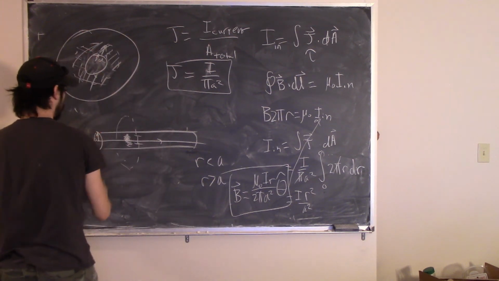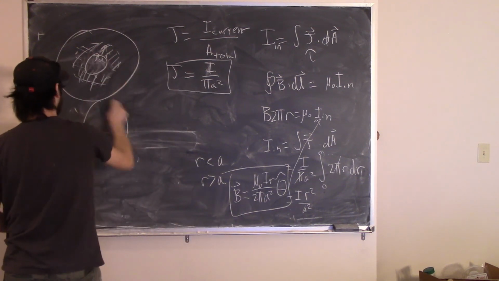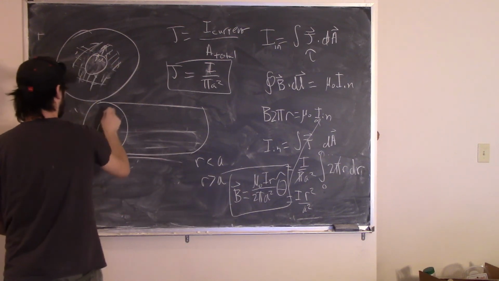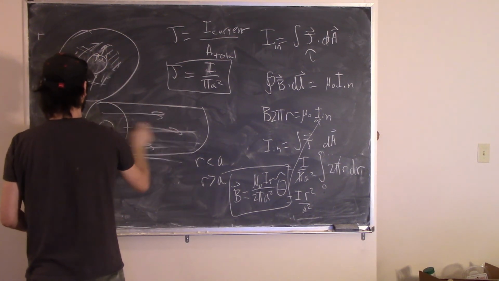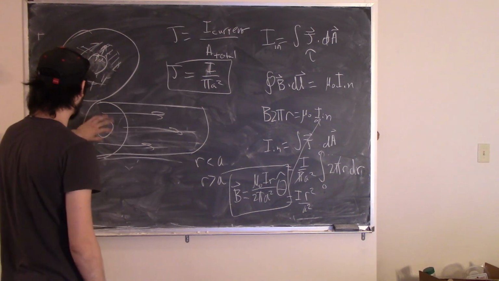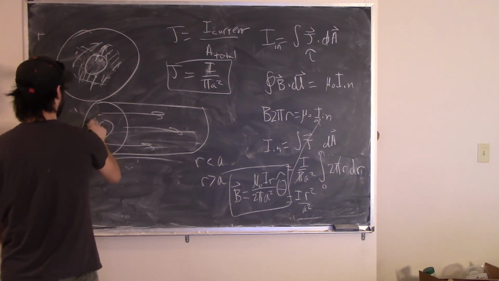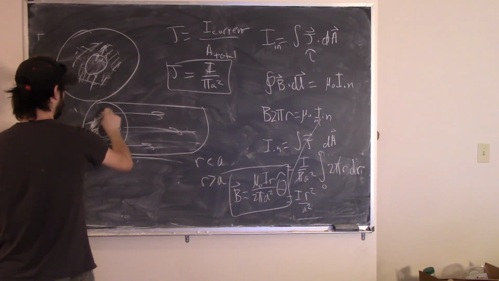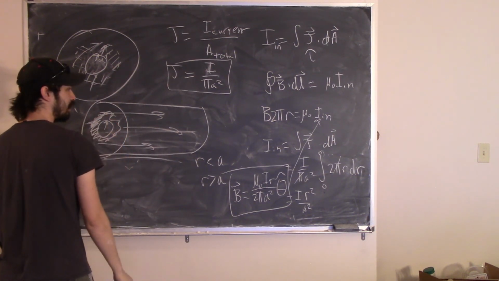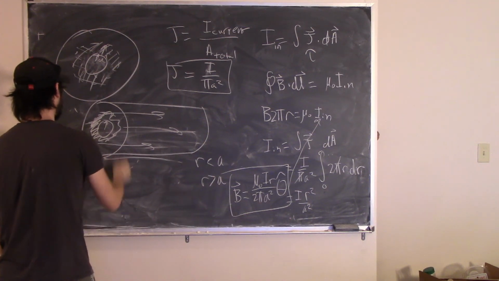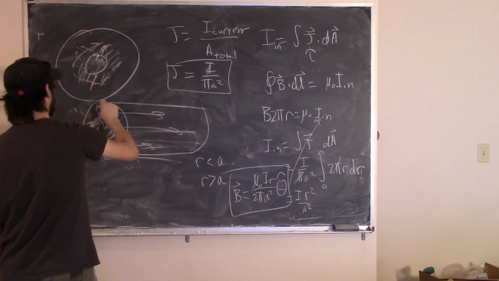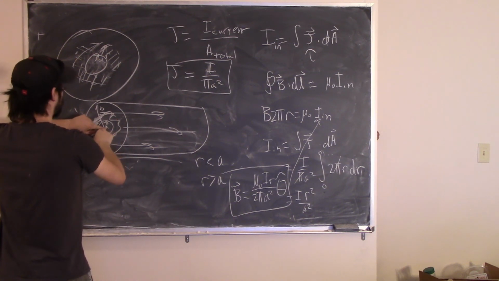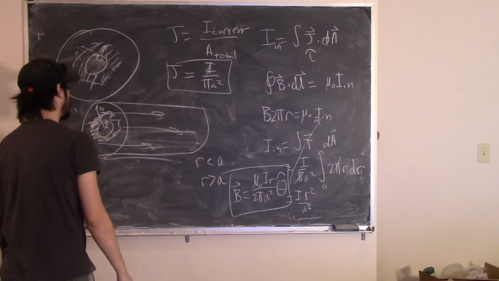I could do the same thing here. So now I'm going to have my current going like this. And my limits of integration when I draw my Amperian loop are going to go from this inner radius. I had it as A here. Let's call this A and call this B now. This one goes from A to r. The second one goes from A to B. What's something else that I could do?